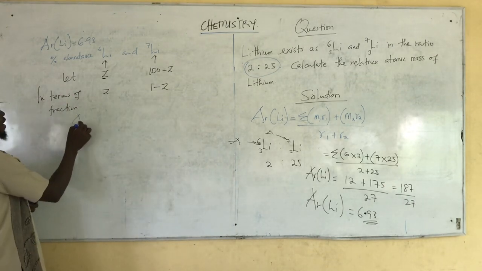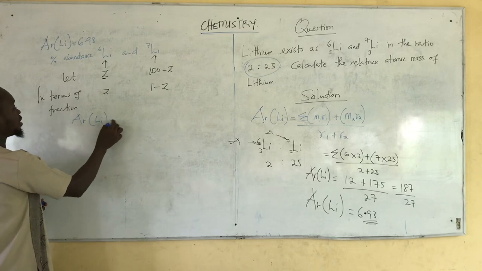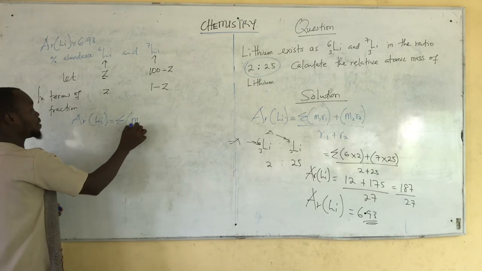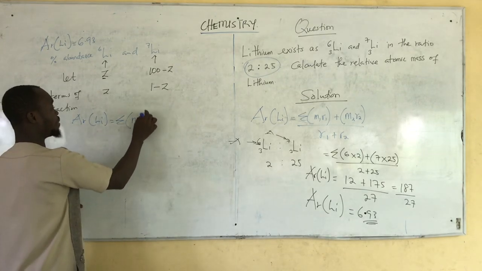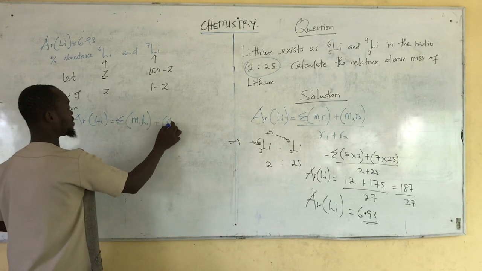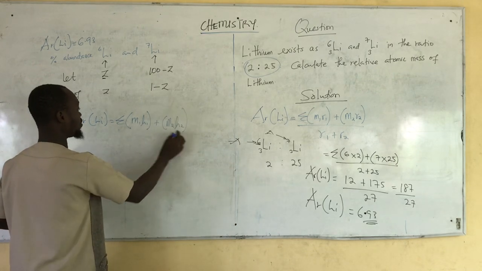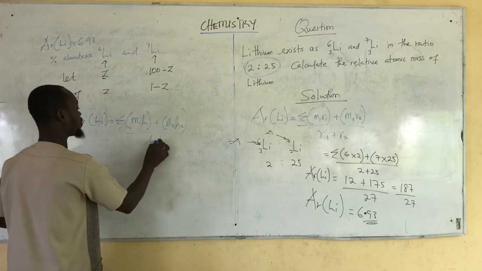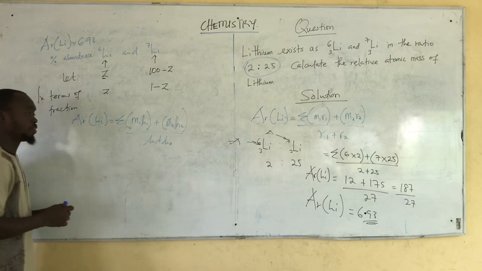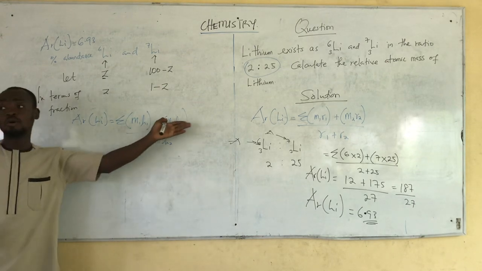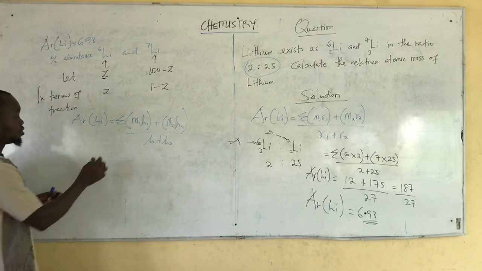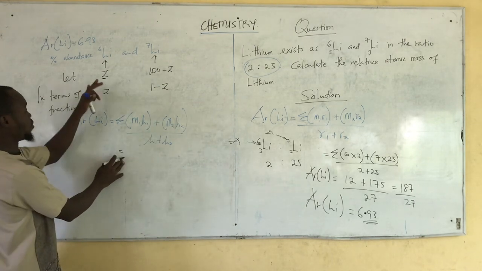So we then write AR of lithium is equal to the summation of the mass of the first isotope times the abundance plus the mass of the second isotope times the abundance, all divided by the total abundance. So we have only two isotopes. It can be more. Is that okay? So let's use the percentage form first.